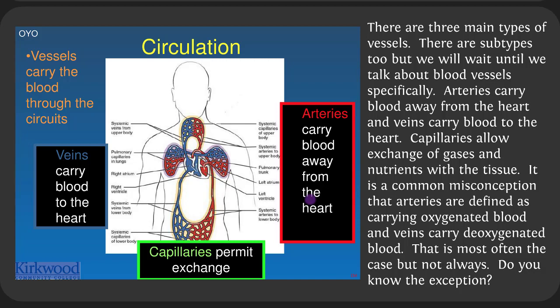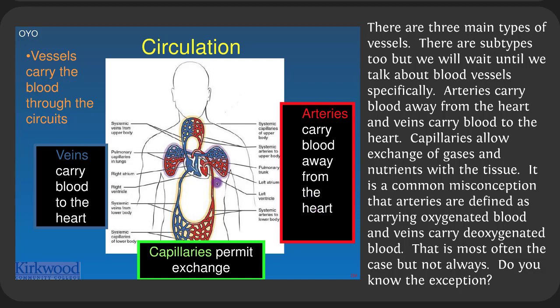It's a common misconception that arteries are defined as carrying oxygenated blood and veins carry deoxygenated blood. Again, these vessels are defined by the direction of blood flow, not by whether they carry oxygenated or deoxygenated blood. It's most often the case that arteries carry oxygenated blood, but there is an exception. It's a classic trick question in A&P tests and probably also in boards tests. Seen it in NCLEX questions for the boards as well. So do you know the exception?